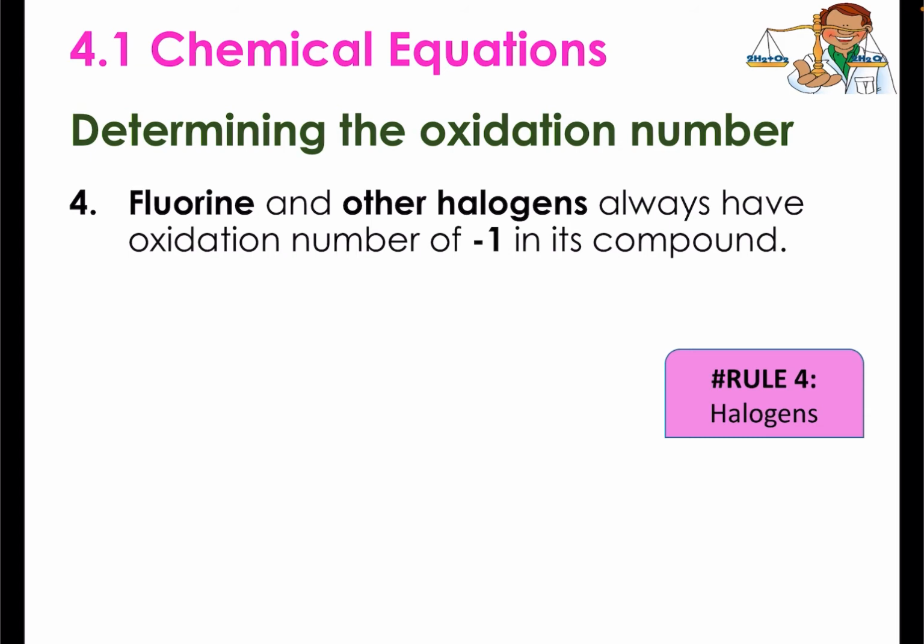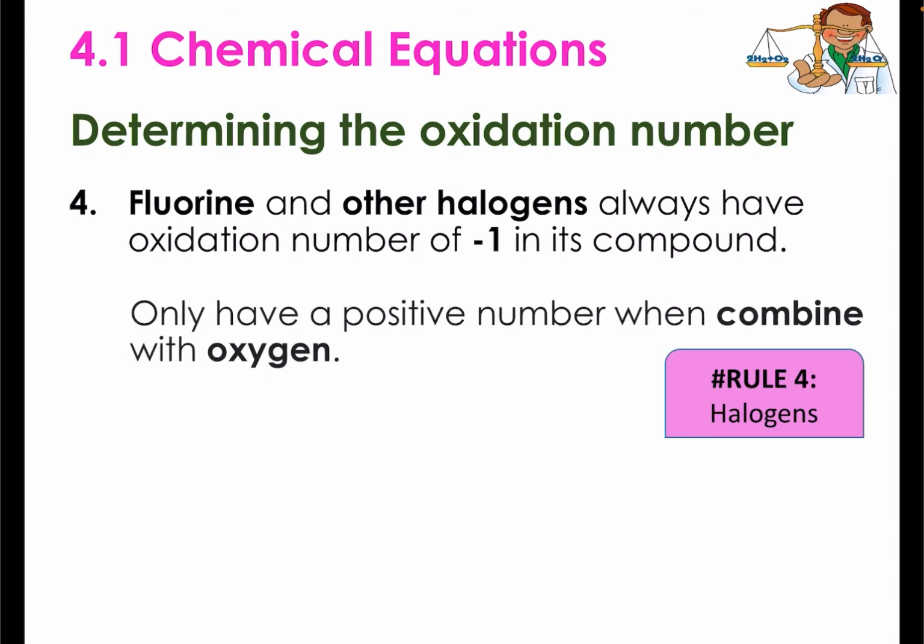So one thing that you have to realize, that you have to take note, halogen will have a positive number when it combines with oxygen. So ini adalah exceptional case that you have to know. So I got a few examples here.